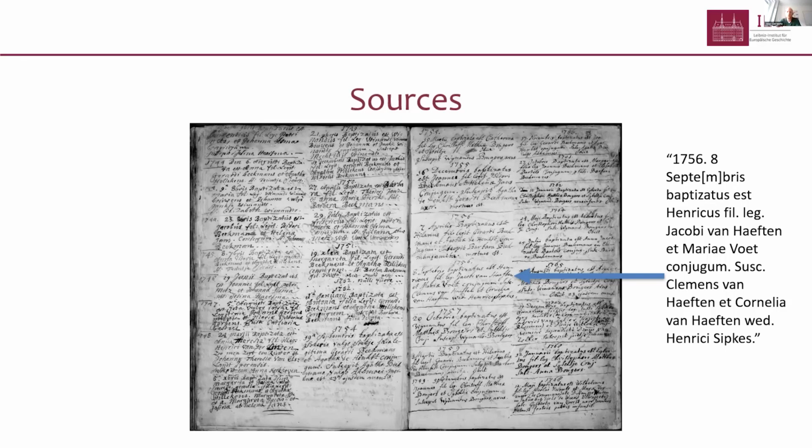The information you can find in, for instance, this list of baptisms is what we can see here. I've transcribed one entry: on the 8th of September 1756, Henricus, legitimate son of Jacobus van Haaften and Maria Voet, was baptized, and the godparents were Clemens van Haaften and Cornelia van Haaften, who, it was also mentioned, was the widow of Henricus Sipkes.